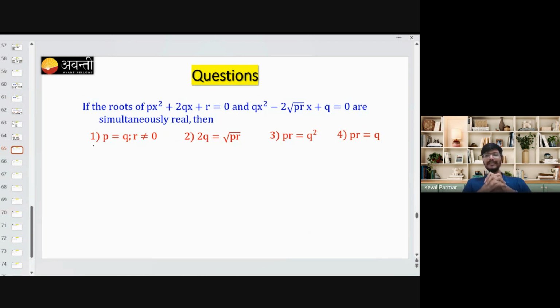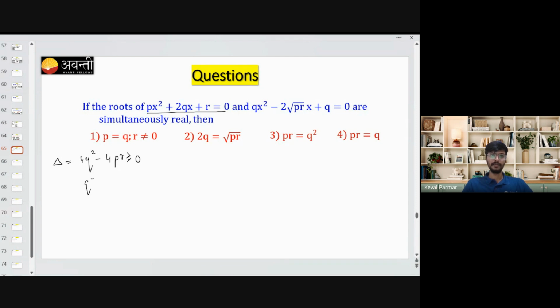If the roots of the equation, what does it say? If the roots of the equation are simultaneously real, what does this mean? That means both the roots of the equations are real. That means in both the equations, the discriminant is greater than or equal to 0. So let's look at this equation. So discriminant will be b square minus 4ac, greater than or equal to 0.